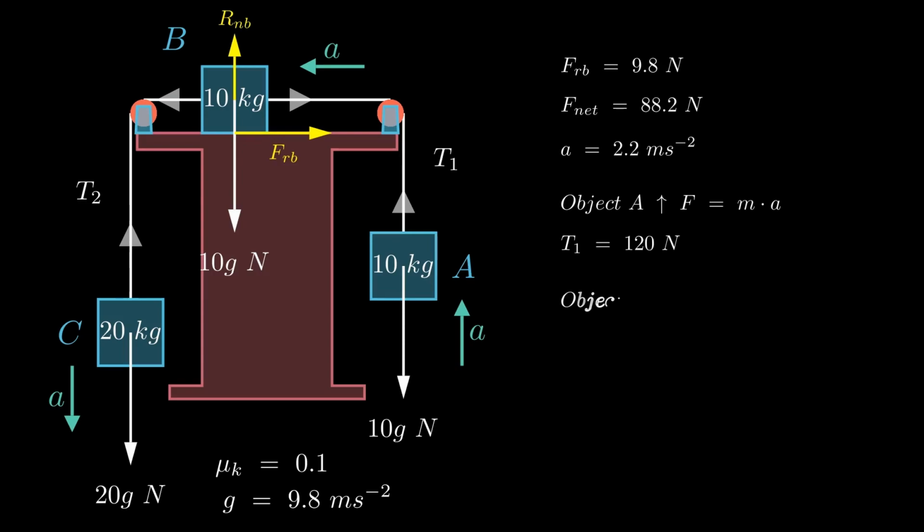Similarly, we can apply Newton's second law to object C in the direction of acceleration. This results in the following expression. Solving this expression yields the tension in the rope as 152 Newton.